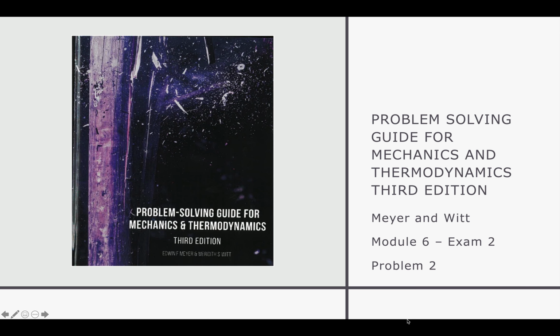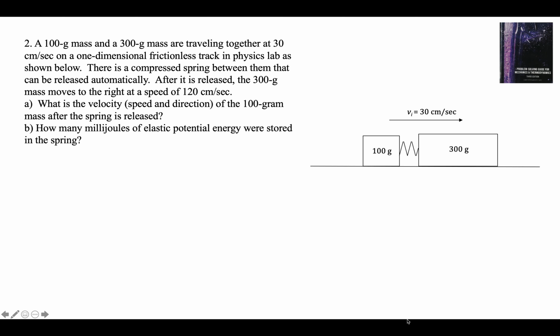This is a walkthrough of problem 2 on practice exam 2 of module 6 in the book Problem Solving Guide for Mechanics and Thermodynamics. We have a 100 gram mass and a 300 gram mass with a compressed spring between them. They are moving together at a speed of 30 centimeters per second to the right.